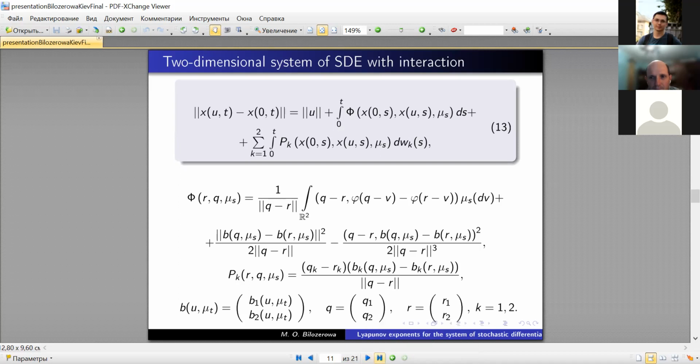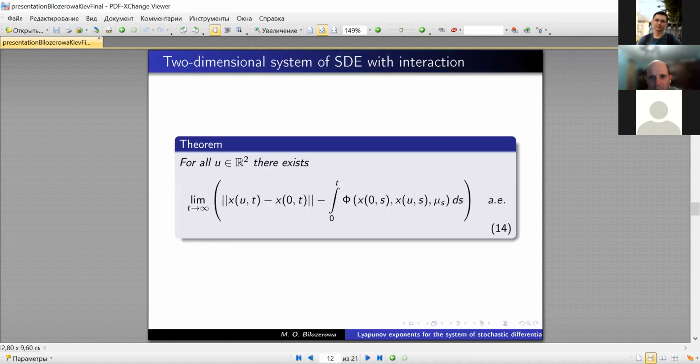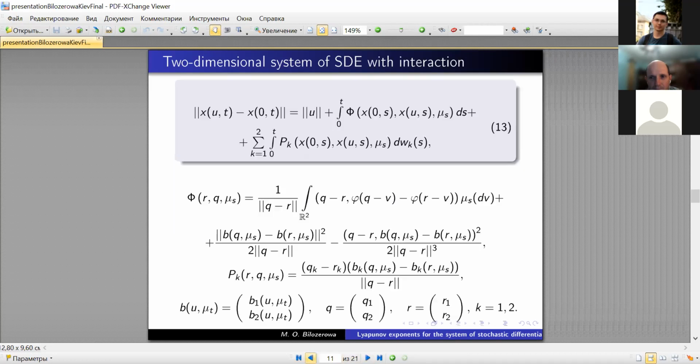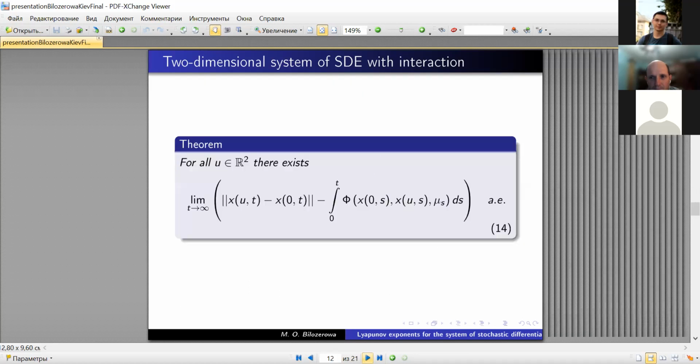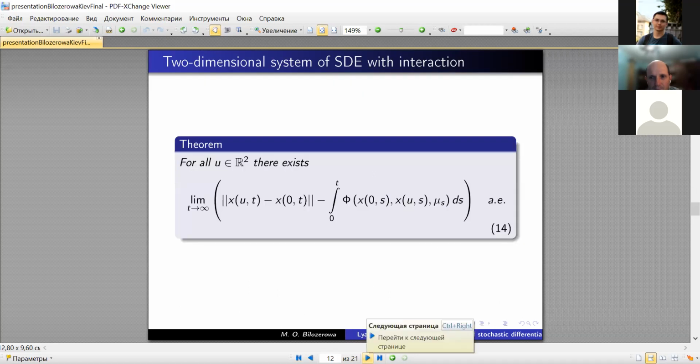subsidiary notations. And before it was proved that there exists the next limit almost everywhere. So this is right, if we put here the integral of phi big into the left part, so we have that it will get a limit at infinity almost everywhere.